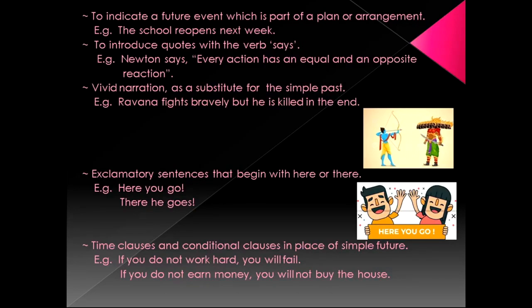Now next is exclamatory sentences that begin with here or there. Now you know that exclamatory sentences are the sentences which show some strong feelings or actions. Now if the sentence begins with here or there, then it will be written in the simple present tense. Here you go, there he goes. You cannot write here you went. In that case, whenever an exclamatory sentence begins with here, it will take the simple present tense.